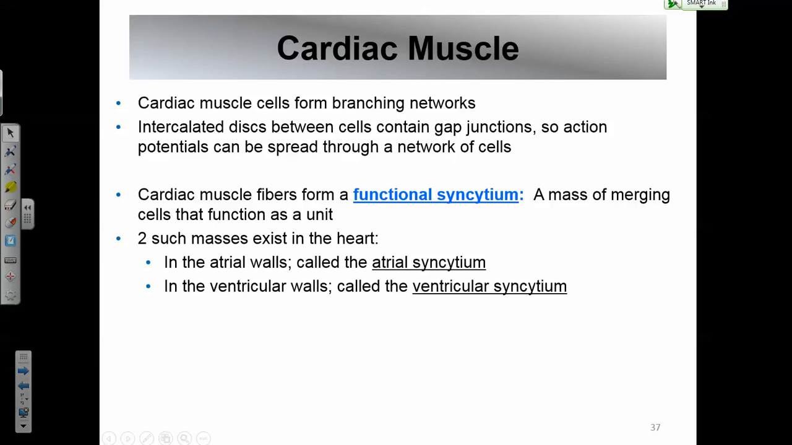Okay? And you have one across the walls of the atria, one across the walls of the ventricles, which is beautiful because if one atrial cell contracts, they all do, which is very efficient to push that blood down into the ventricles. And when one ventricular cell is stimulated to contract, they all do to force that blood out of the heart. If you didn't have the functional syncytia, then the heart wouldn't be able to pump blood efficiently. Remember, in skeletal muscle, each individual muscle cell had to have a neuromuscular junction, at least one. Cardiac muscle is not that way. You don't have to have that many neuromuscular junctions to the heart.